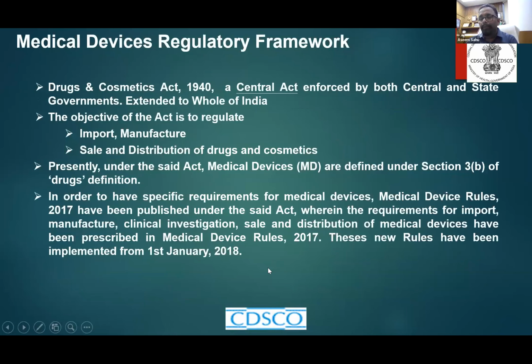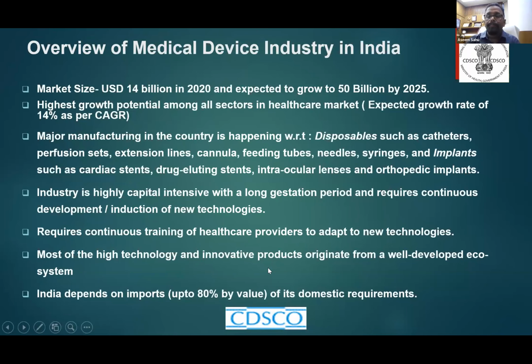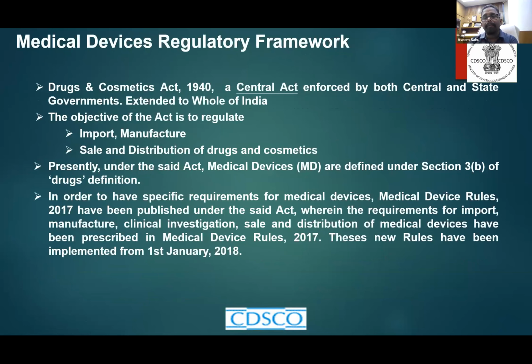Also we know that the industry is totally dependent on imports, more than 75%, you can say 80% of the products are being imported into the country, and only 20% of the market is shared by the indigenous manufacturers. Most of the high-end medical devices are imported into the country. We don't have such capability right now.